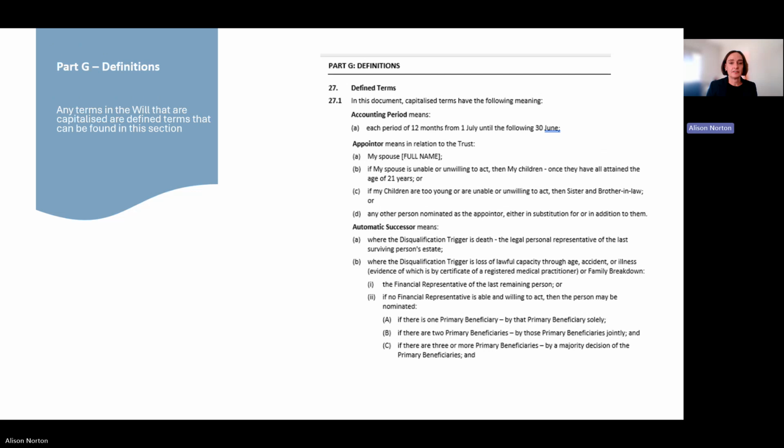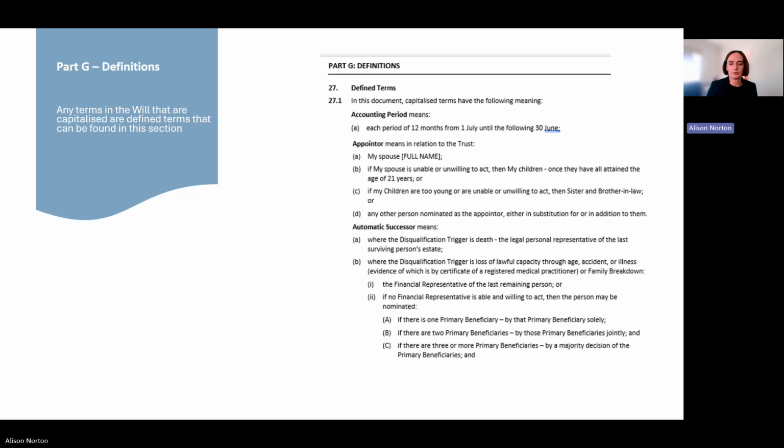Part G is the definitions section. Some of these definitions are quite important and you should have a read of them. For example, you want to have a look at the appointor definition to make sure that's correct. The same goes with the trustee definition. This is where we set out in a bit more detail how the succession of the trust should work. So that's there in the definitions section.